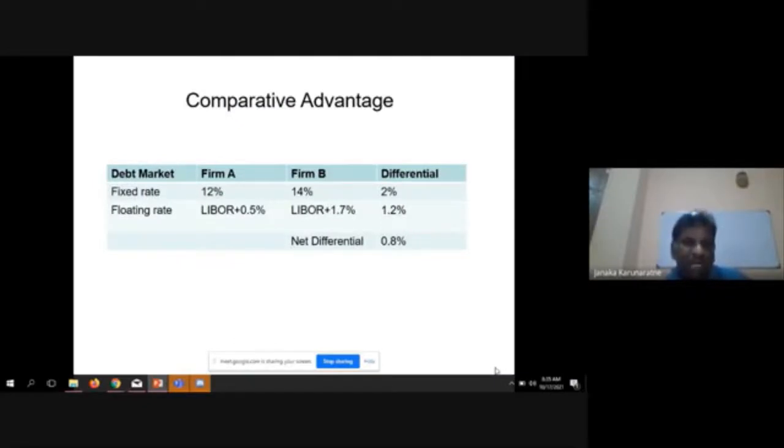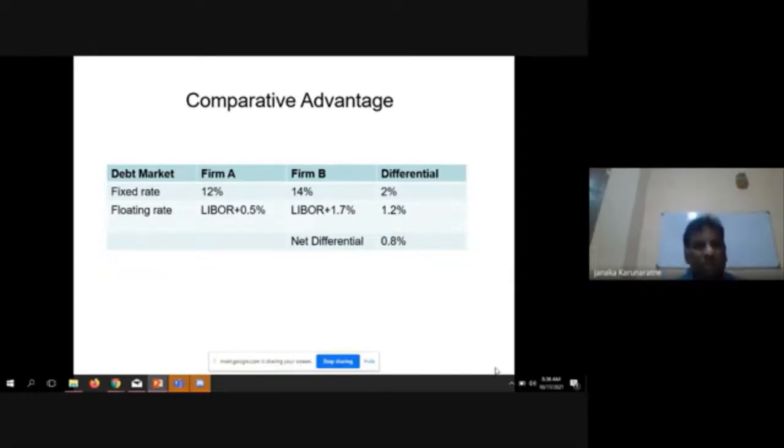In the fixed rate market and the floating rate market, and how best they could get together and structure an interest rate swap so that both can enjoy a benefit, in terms of the preferential interest rate structures they have.